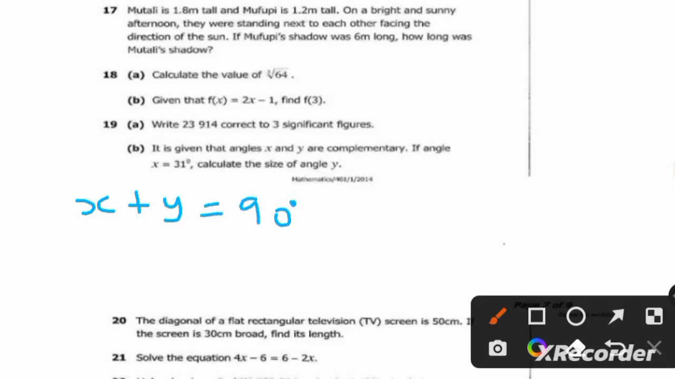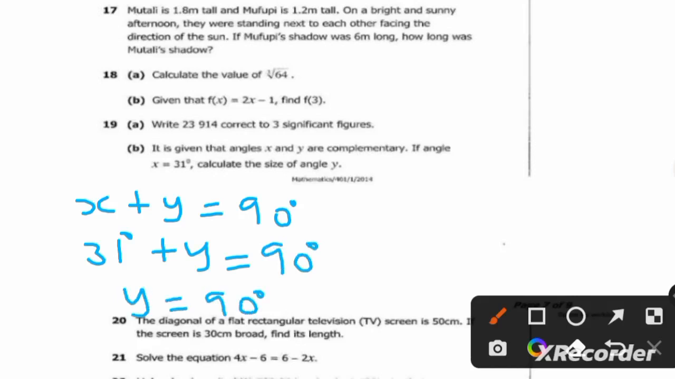The value of x is equal to 31. So here we are going to write 31 plus y is equal to 90 degrees. y is equal to 90 degrees minus 31. So we are going to say 90 minus 31. 0 minus 1, it can't. 10 minus 1 is equal to 9. Here we are remaining with 8.